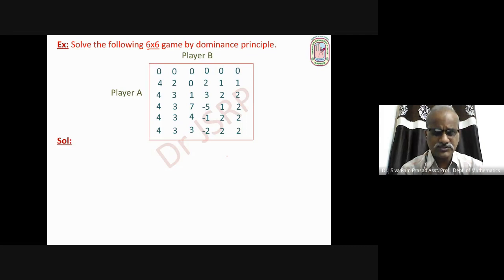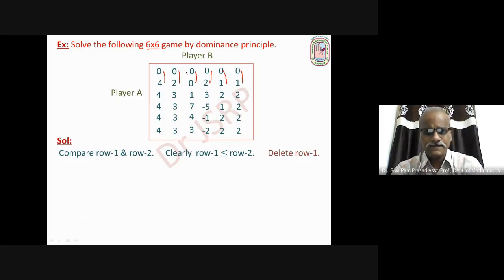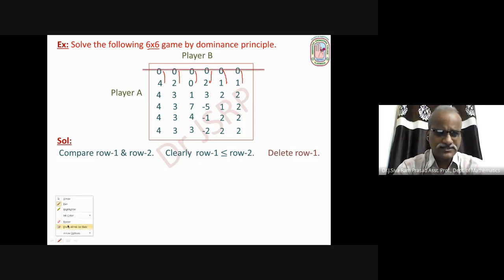First compare first two rows. 0 less than 4, 0 less than 2, 0 equal 0, 0 less than 2, 0 less than 1, and 0 less than 1. So row 1 less than or equal row 2. Okay. So we delete the row on the lesser side in the inequality. So delete row 1. That means player A does not select first strategy.